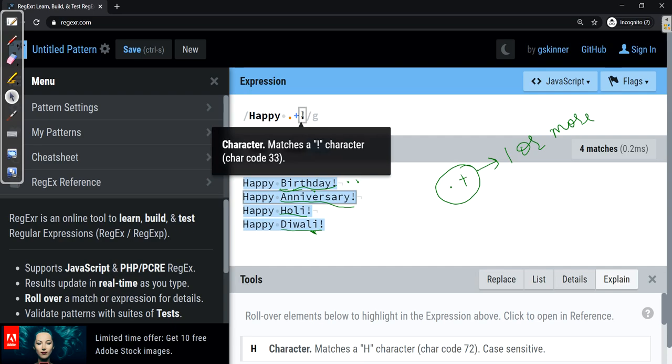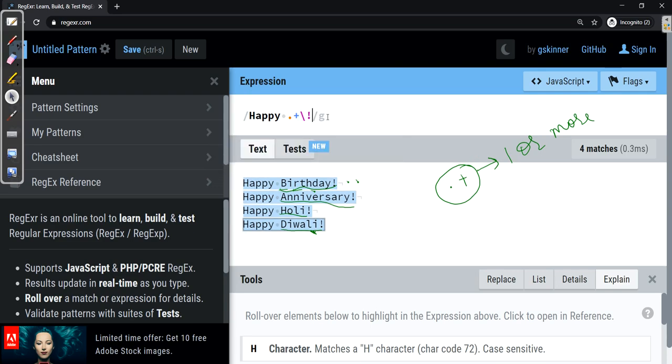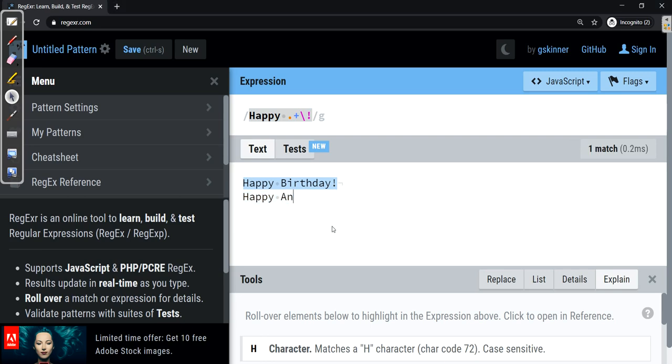And here the exclamation mark we'll be using as a literal character. So here I'll apply a backslash, and now it is matching all the words of different length. So see how useful it is. Now let's see a couple more examples.